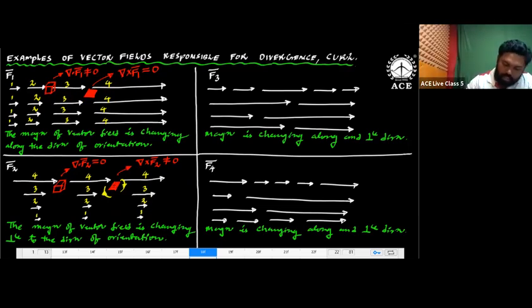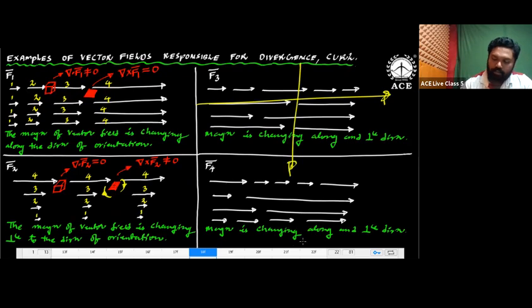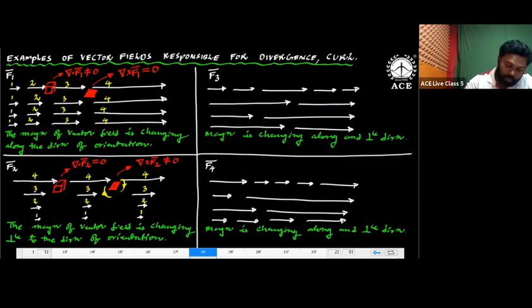The vector field, I need answers from your side. The vector field whose magnitude is changing along and perpendicular will have, speak out, will have both curl and divergence. The vector field whose magnitude is changing along and perpendicular will have both divergence and curl.